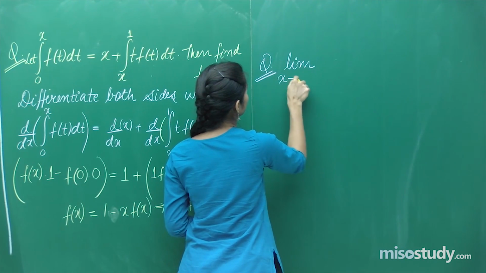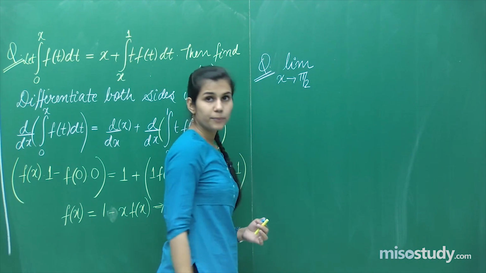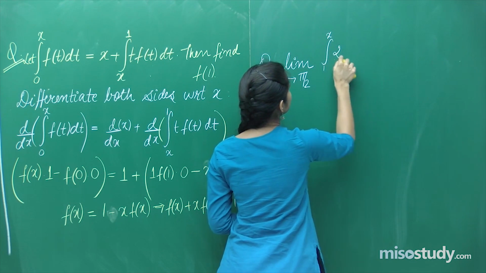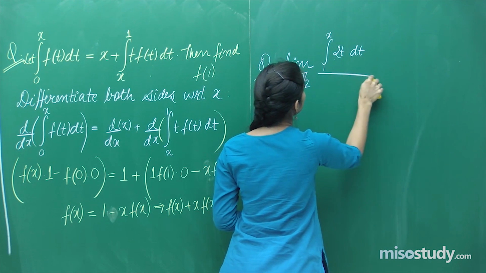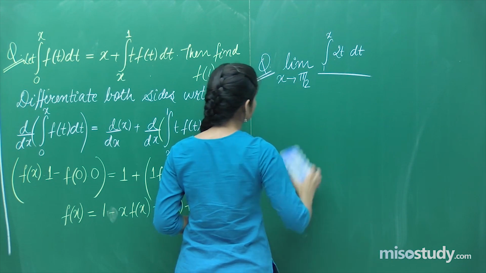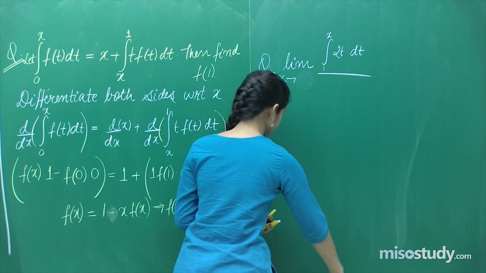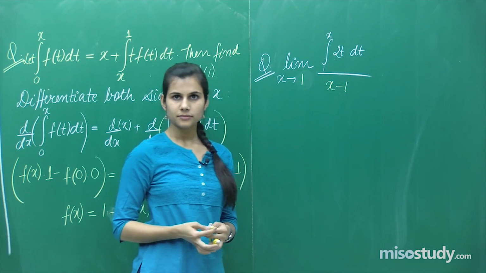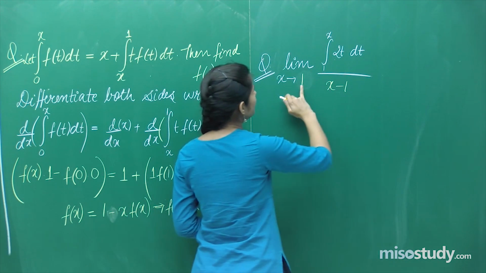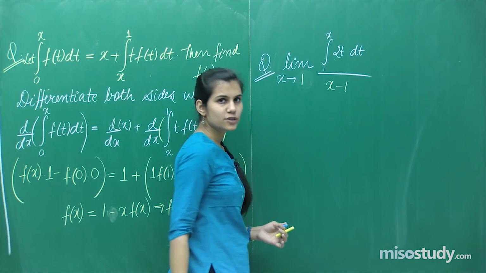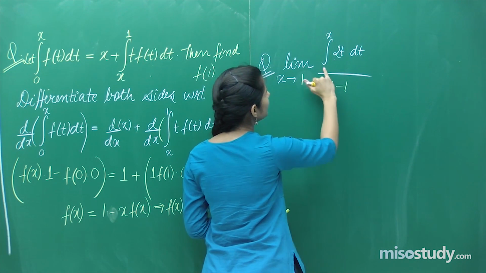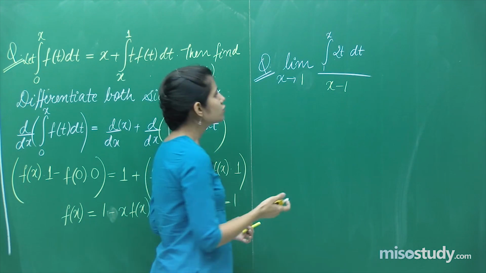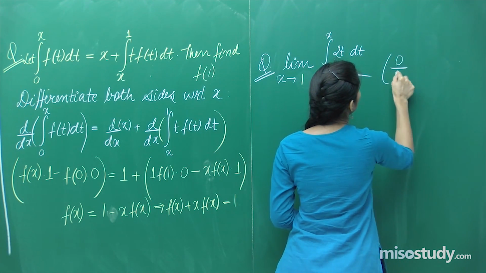Limit x approaches 1, not pi by 2, of integral from 1 to x 2t dt upon x minus 1, right? Over here, if you try to substitute 1 in place of x, denominator becomes 0, numerator becomes integral 1 to 1 of 2t dt. 1 to 1 integration is 0, so you get 0 by 0 form.